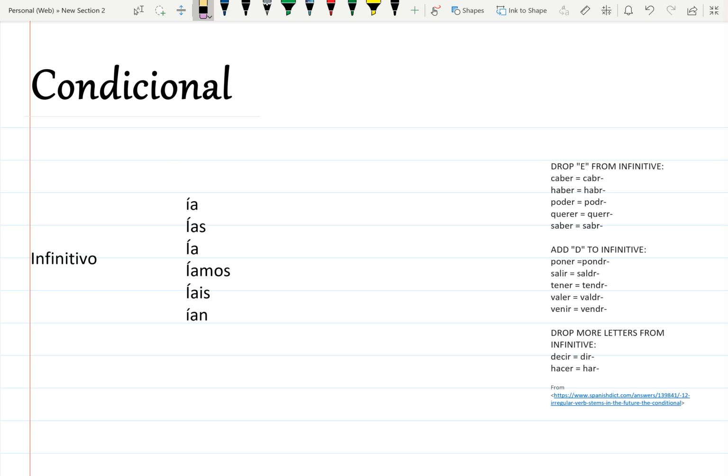Today we're going to take a look at the conditional tense, what exactly it is. Well, in English, it's the word would, right? I would go, I would be, you would have, etc. This word would indicates the conditional tense in English. Now, in English, we have would and then we have an infinitive, right?